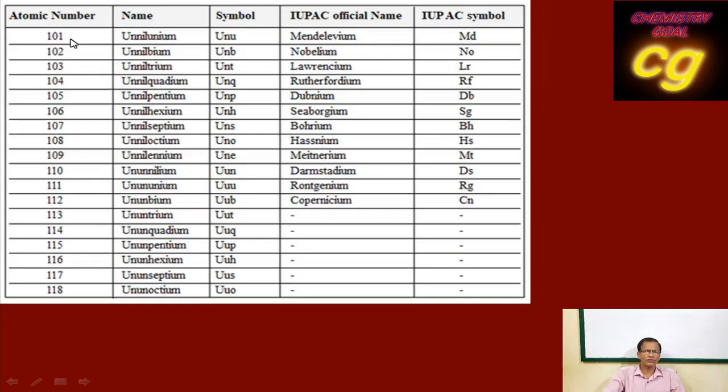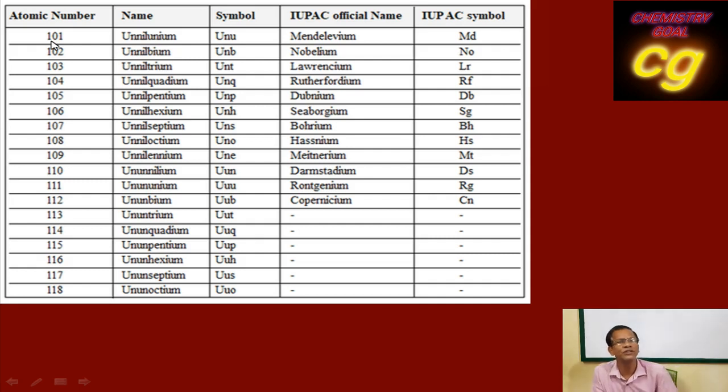What are the examples? Let us discuss. Suppose the atomic number is 101. 1 means un, then 0 means nil, and 1 means un. Then ium. So what is the IUPAC name of 101? Unnilunium. 1 means un, 0 means nil, again 1 means un. So unnilunium.